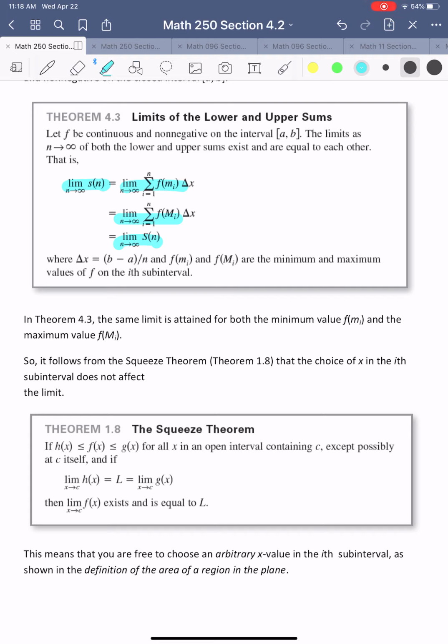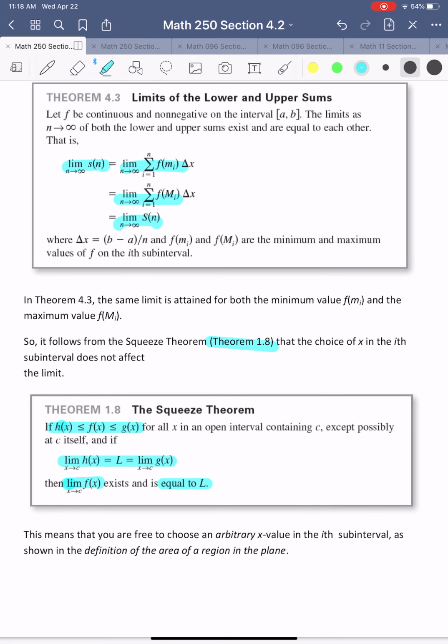It follows from the squeeze theorem, which we learned in Theorem 1.8. Whenever two functions sandwich a third, and the two outer functions' limits go to the same value, then the middle function's limit also goes to L. So this means that you're free to choose an arbitrary x value in the ith interval, as shown in the definition of the area of the region in the plane.